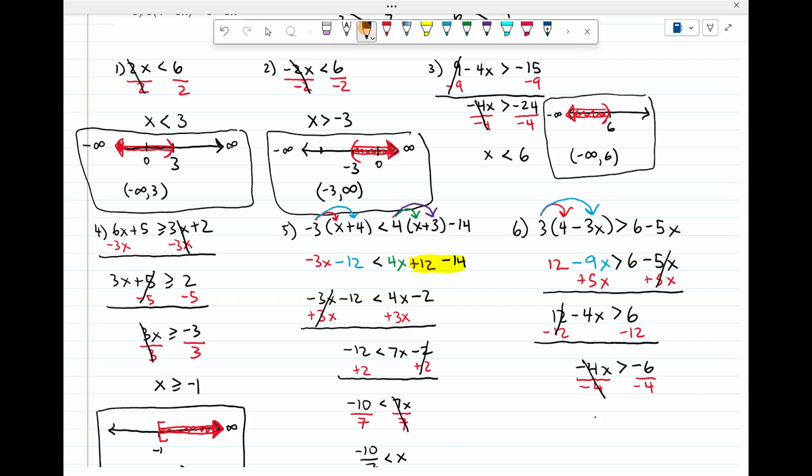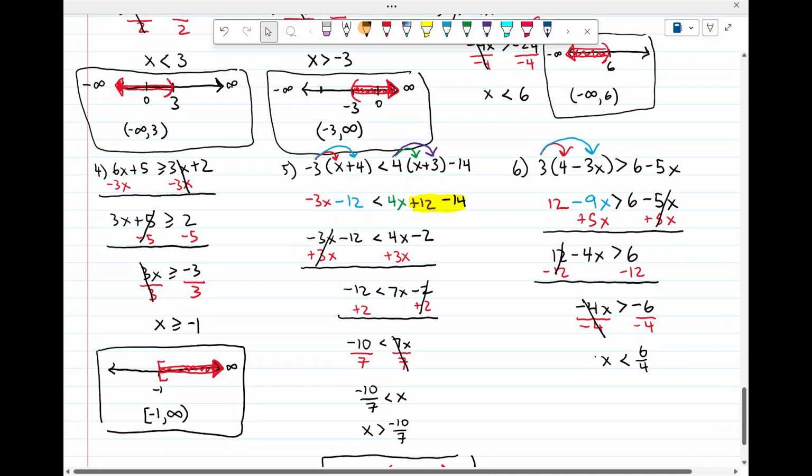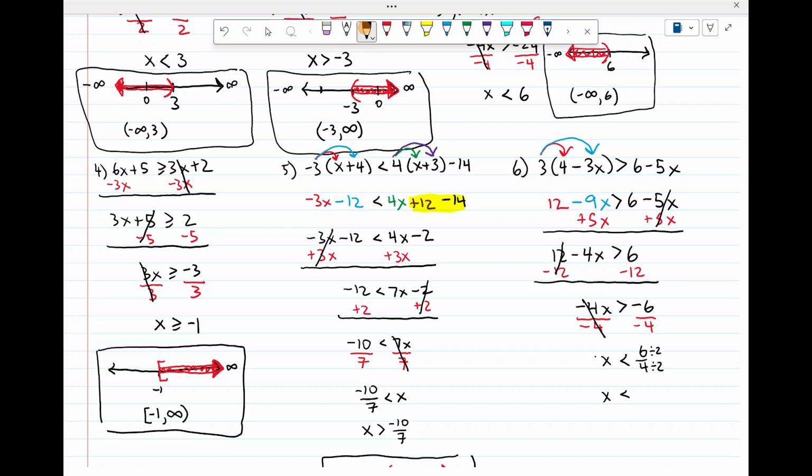So these negative 4s are going to cancel out, and I need to change the greater than sign to a less than sign. And this will be positive 6. Remember, let's slow down for one second. If we have two negatives in a fraction, they really cancel each other out. This will be the same as 6 over 4. But I can simplify this because the numerator and the denominator are both divisible by 2. And so I get the final answer, which is x is less than 3/2.